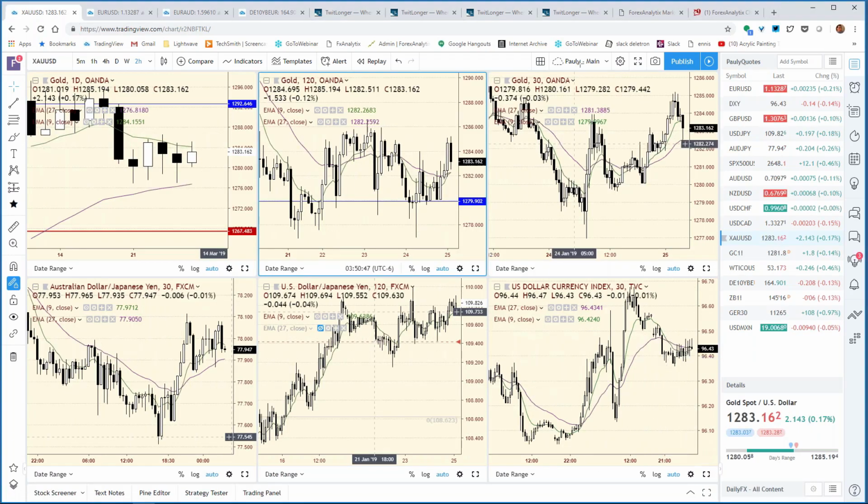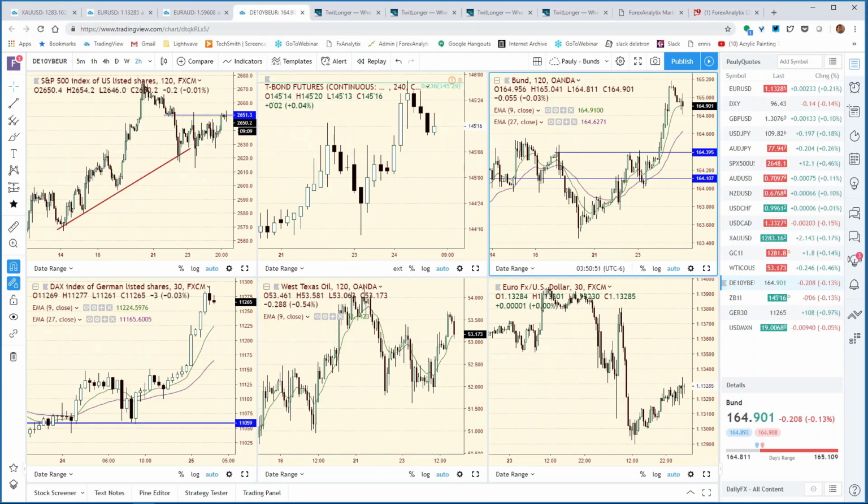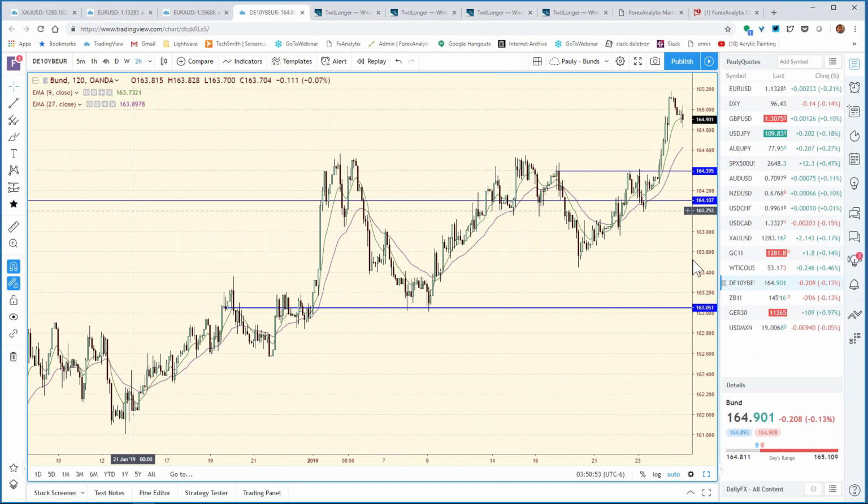And let's go to the market of the hour. I'll call it the market of the day yesterday, which was the Bunds. Wow, what a move. And I'll tell you what, there had to have been a lot of carnage because if you look at this overall, a little bit longer term, we really scared some people.